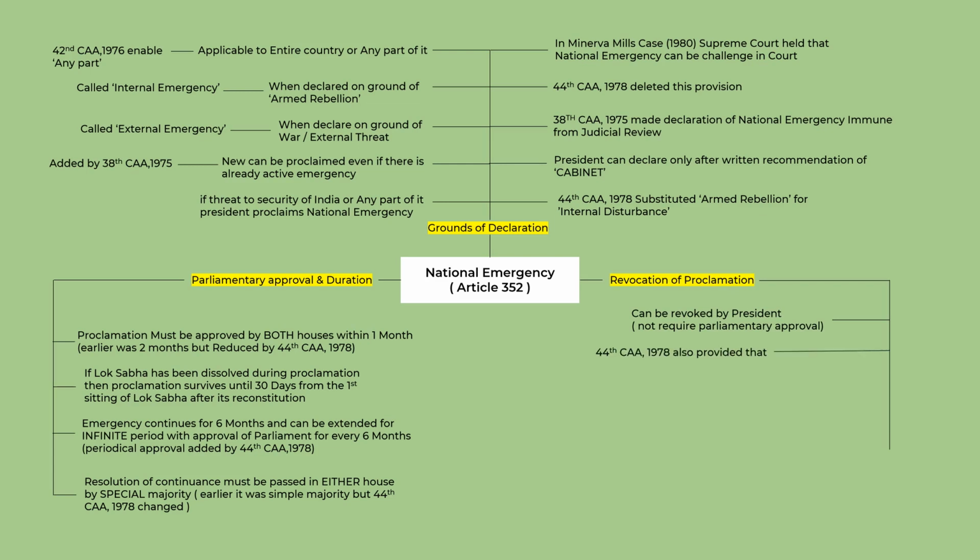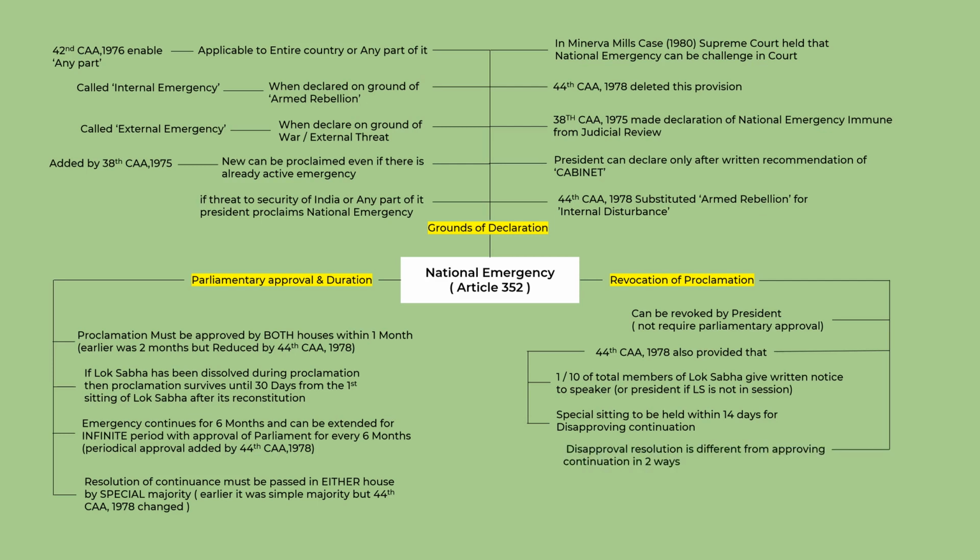Moreover, the 44th Constitutional Amendment Act 1978 also provided that one-tenth of the total members of Lok Sabha can give written notice to the Speaker, or to the President if Lok Sabha is not in session. A special sitting will be held within 14 days for disapproving continuation.